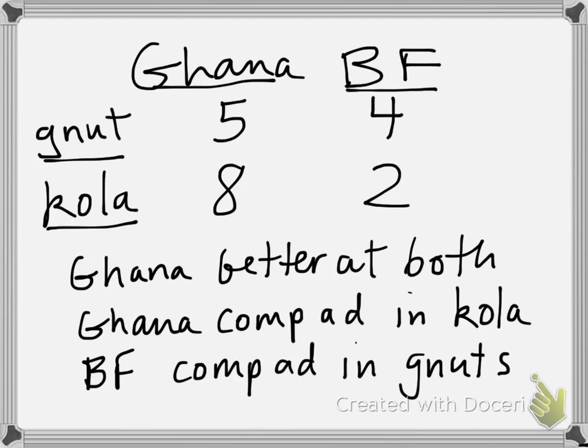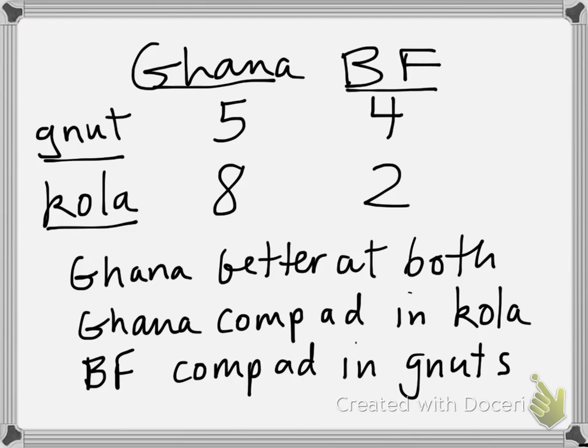One worker in Ghana makes 5 groundnuts, one worker in Ghana makes 8 cola nuts, in Burkina Faso one worker makes 4 groundnuts, and a worker makes 2 cola nuts. So Ghana is more productive at both, and Burkina Faso is less productive at both.